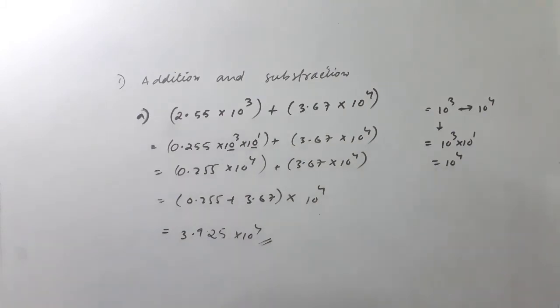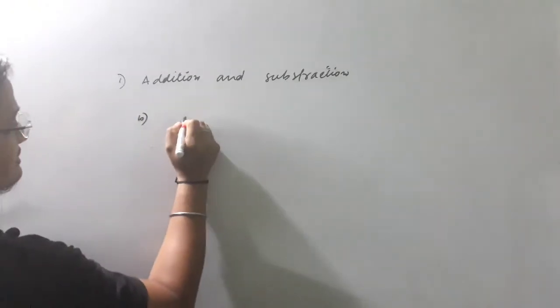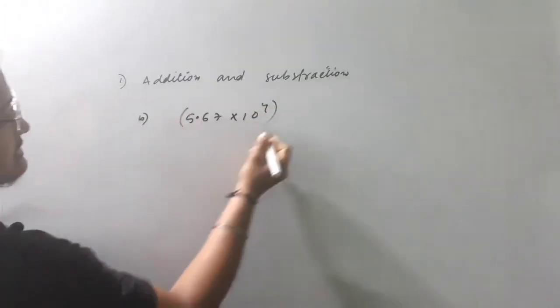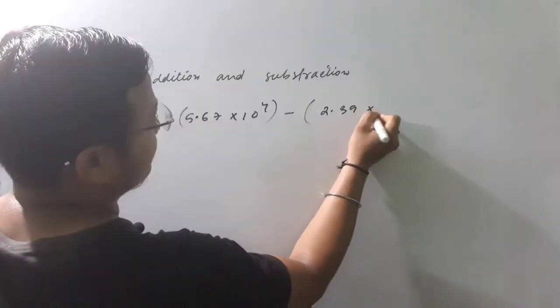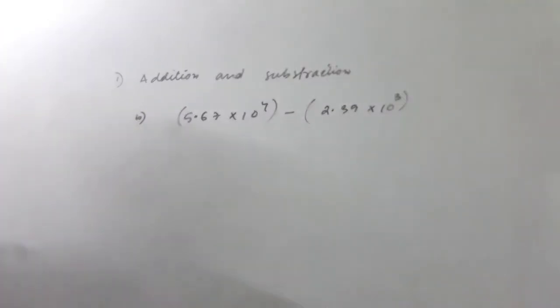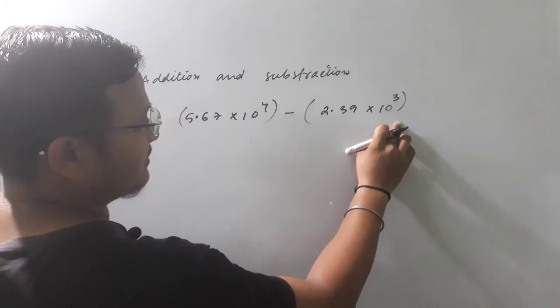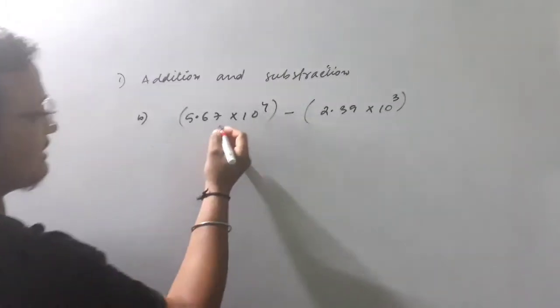Now let's go through one of the examples with subtraction, right? Let's go through this. Say, subtraction: 5.67 into 10 to the power 4, minus 2.39 into 10 to the power 3. Okay. Now it is 4, right? It is 3. So you make it 3 or 4, it doesn't matter. So let's make it 3.